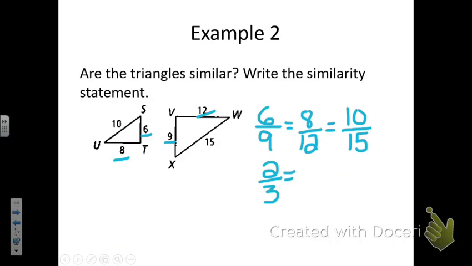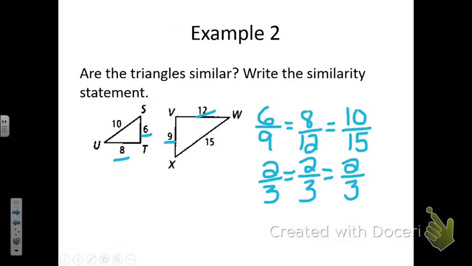The second one, what do 8 and 12, what factor do they have in common? 4. 4 goes into 8 twice and into 12 3 times. And then the last one, 10 and 15, what do they share? 5. 5 goes into 10 twice and into 15 3 times. So, are they proportional? Yes, they all 3 give you the same exact ratio, which means that this does meet the conditions of side, side, side.